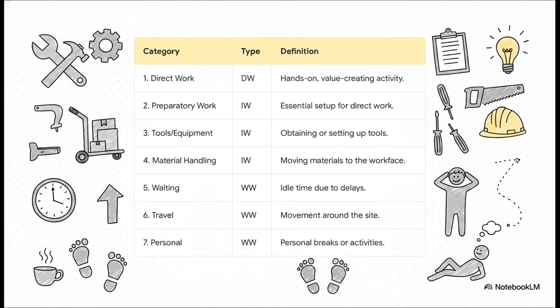And here they are, the 7 categories in detail. There's only one category for direct work. That's the hands-on tool time. Simple. Then there are 3 types of indirect work: getting set up, fetching tools, moving materials. Think of it like prepping vegetables before you cook. It's necessary, but it's not the cooking itself. And finally, 3 categories of pure wasted work: waiting around, unnecessary travel, and personal time. This is where progress just stops cold. Getting this level of detail, that's the superpower of AA.